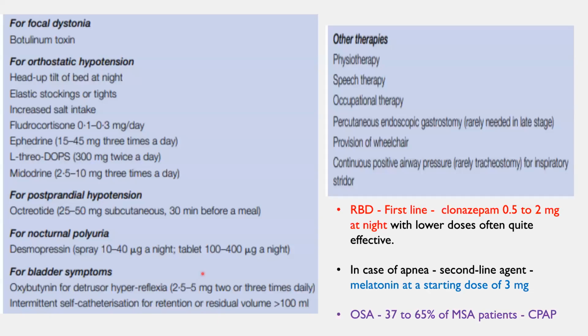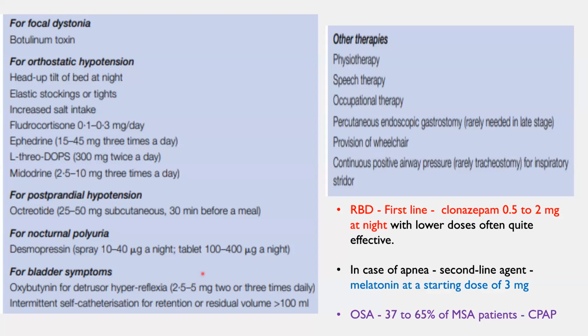And other measures to maintain the orthostatic pressure, you need to explain the exercises, that is head up tilt, elastic stockings, adequate salt intake, or you can give midodrine or fludrocortisone tablet also. For postprandial hypertension, you can give octreotide. For excessive nocturnal polyuria, desmopressin spray and tablet are available. For bladder symptoms, you can use oxybutynin tablet 2.5 mg or others like solifenacin. If the residual volume is more than 100 ml, in that setting, you need to advise intermittent self-catheterization.